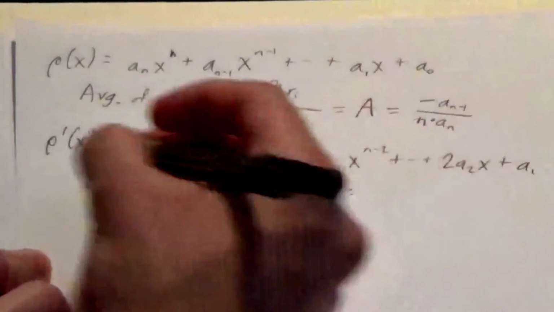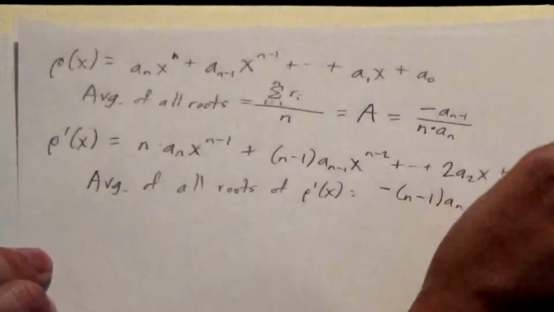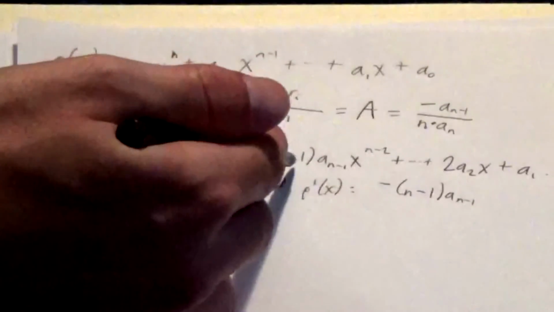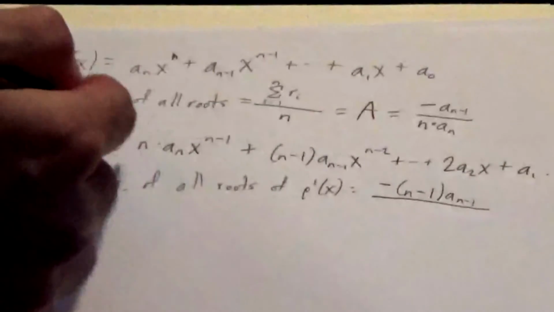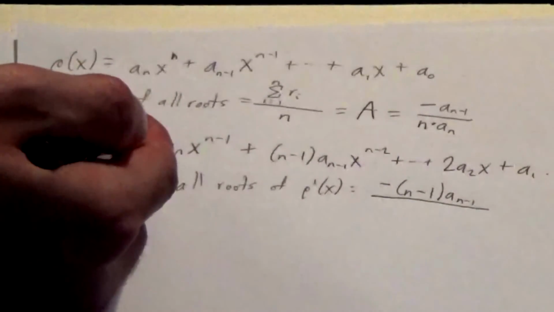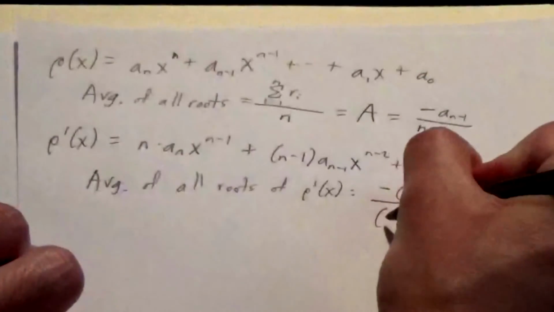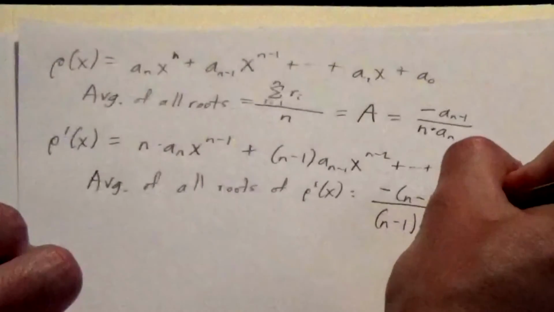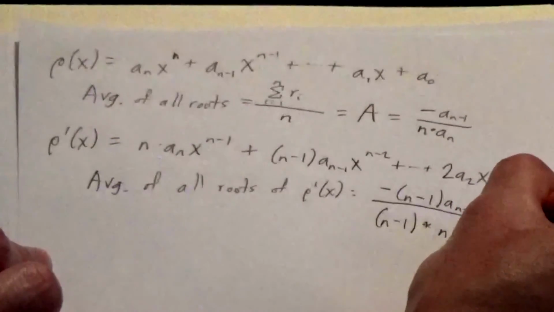That's very important. Now for p prime of x, we can take negative n minus 1 times a sub n minus 1, which is, of course, this coefficient right here, the coefficient of x to the n minus 2 after differentiation. And we're dividing that by this coefficient, the coefficient of x to the n minus 1, and we're dividing that whole thing by n minus 1, since for p prime of x, there are n minus 1 roots. So there's going to be n minus 1 roots times the coefficient right here, which is n times a sub n.